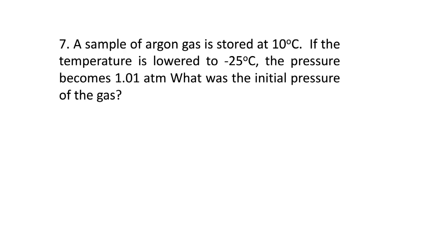Okay, number 7. A sample of argon gas is stored at 10 degrees Celsius. Okay, so we have a temperature. If the temperature is lowered to negative 25 degrees Celsius, so we have a T2, the pressure becomes 1.01 atm. So we have a P2, and it's asking for a P1. Okay, so this one is Gay-Lussac's law. It says P1 over T1 equals P2 over T2. Okay, so P1 is what we're looking for.